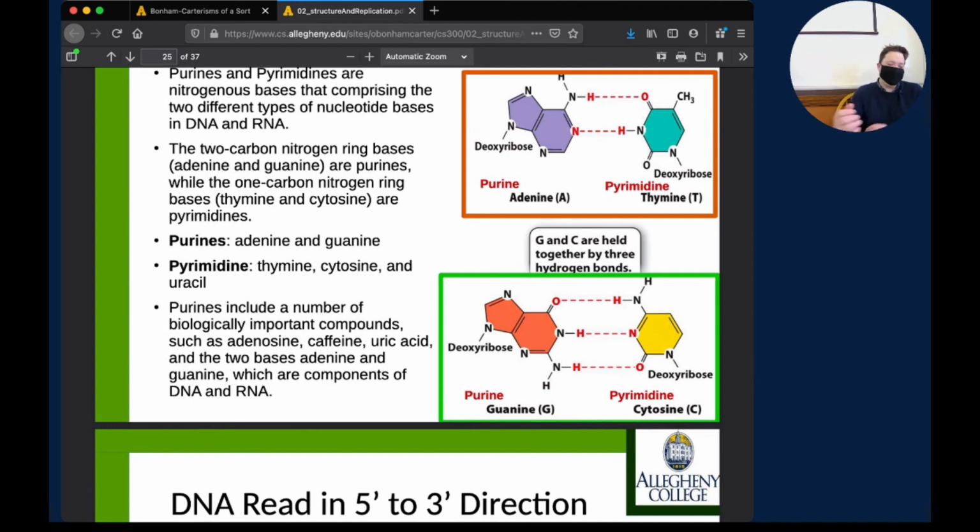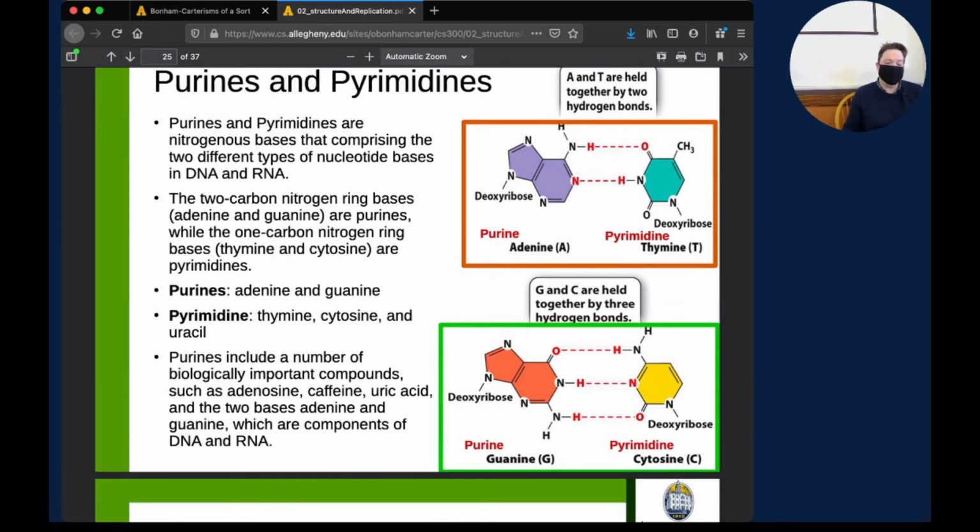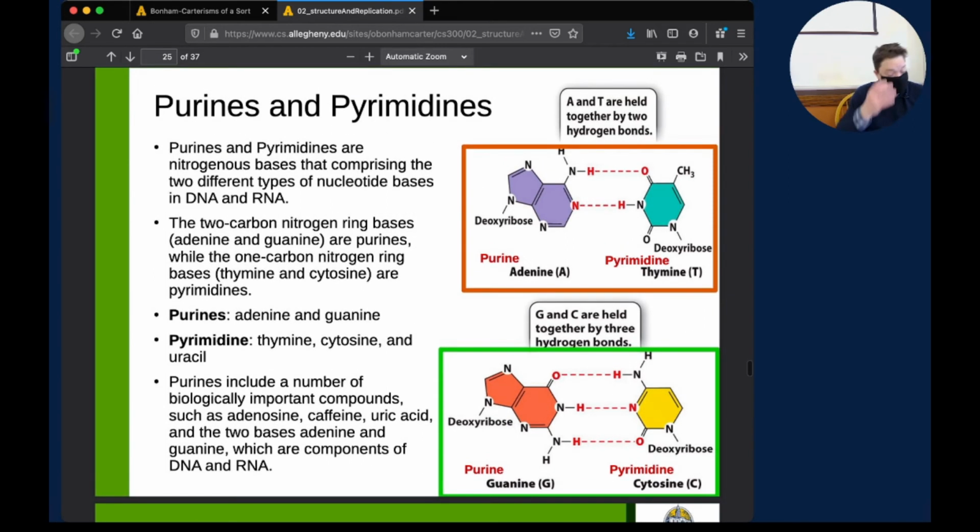But now look at the green box just below it, where you have a purine and a pyrimidine coming together. That's G and C. And you have 3 bonds that connect those 2 molecules together. By looking at the organic chemistry, the molecular model of these bases and their connections, that's how you know how many bonds there are.